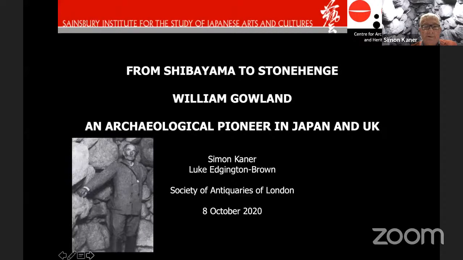And this is a photograph of Gowland, which he arranged to be taken while he was there in the early 1880s. And I often like to think of this as possibly the first archaeological selfie in Japanese archaeological history. Who knows, in archaeological history elsewhere as well.